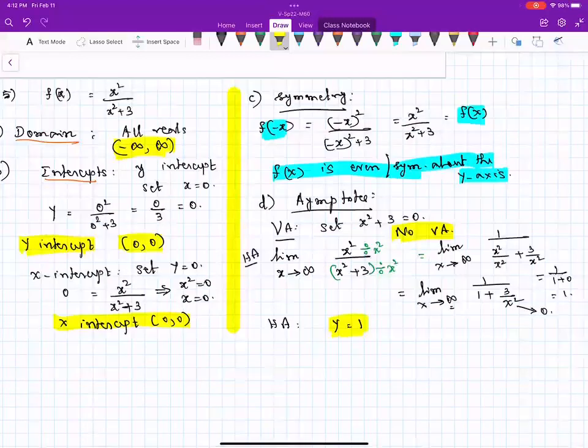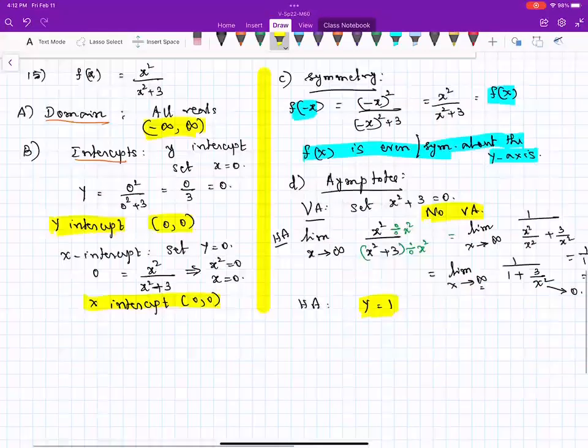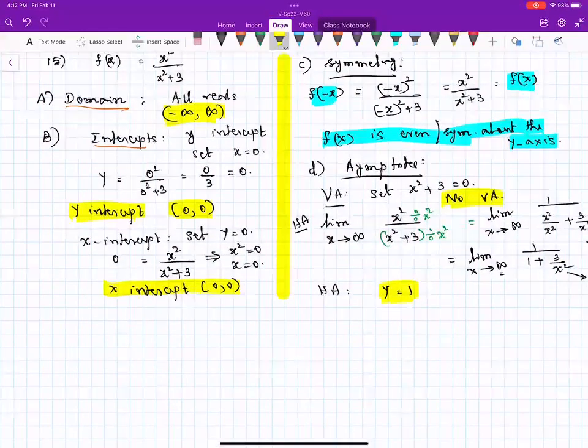What is the next one in the order of the guidelines? That is E, right? Find the intervals of increase or decrease.